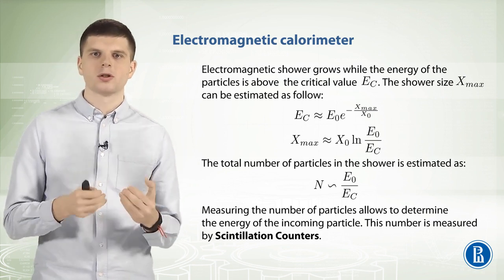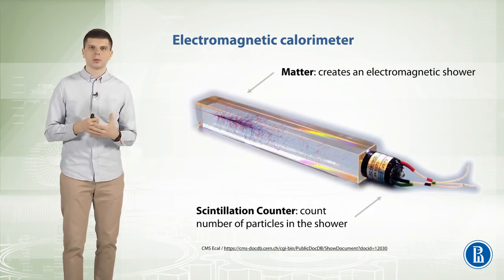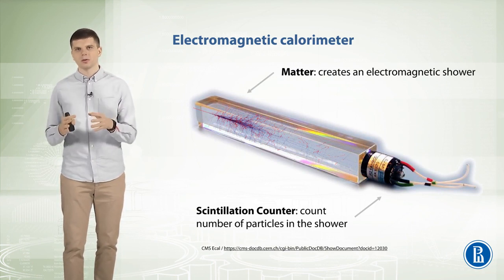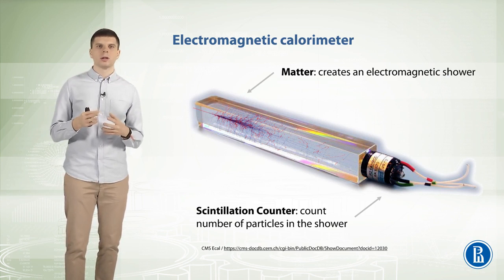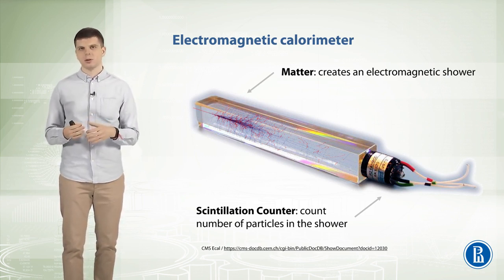Consider the composition of the electromagnetic calorimeters. In high-energy physics experiments, electromagnetic calorimeters consist of a lot of crystals, shown on the slide. The crystal creates an electromagnetic shower, and the length of these crystals is selected to be larger than the expected size of the shower.